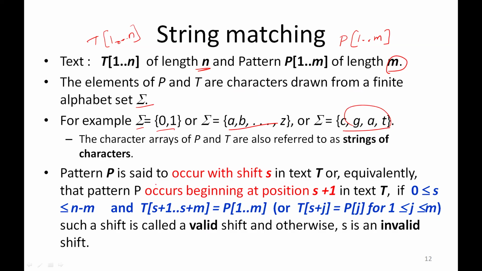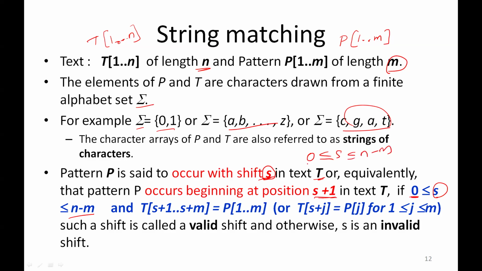So now what happens when you are trying to search for a pattern? A pattern P is said to occur with shift s. Look at this bold s. In the text T, or equivalently, we say that the pattern occurs beginning at position s plus 1. Okay, so I'll tell you what it is. So suppose that s is a count starting from 0 to n minus m, or n minus m plus 1, you can say. Both are okay.